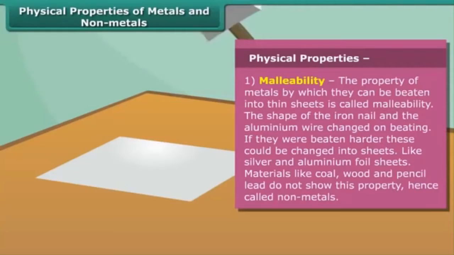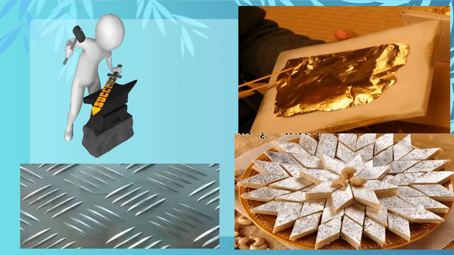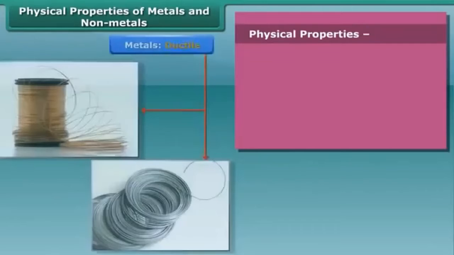Now here, you see the silver foil that you eat on various sweets, and here you can see the gold foil also. Anything that can be hammered to form a thin sheet, that property is called malleability. All right, this takes us to the next part of the chapter, that is ductility.